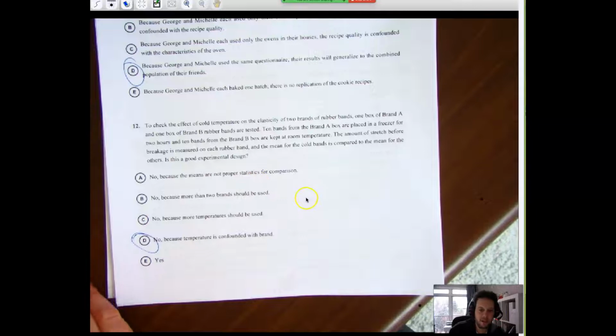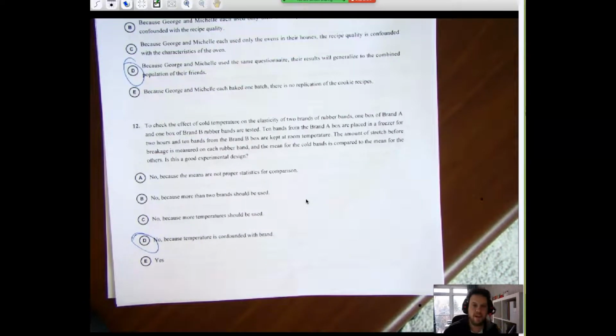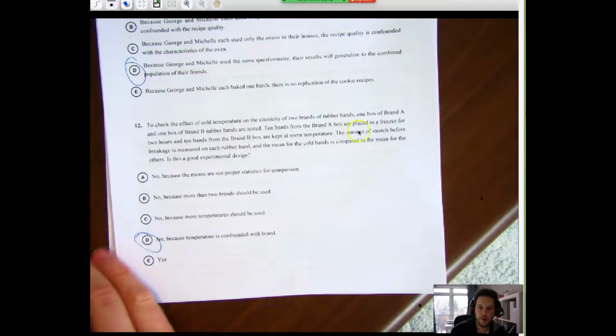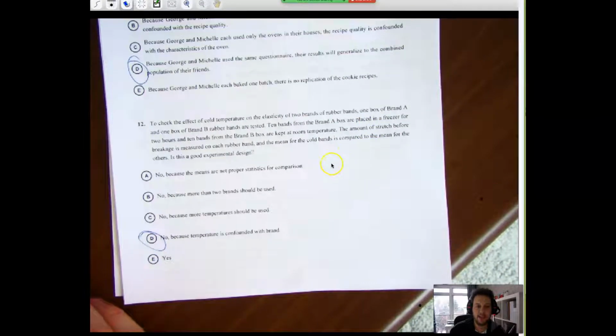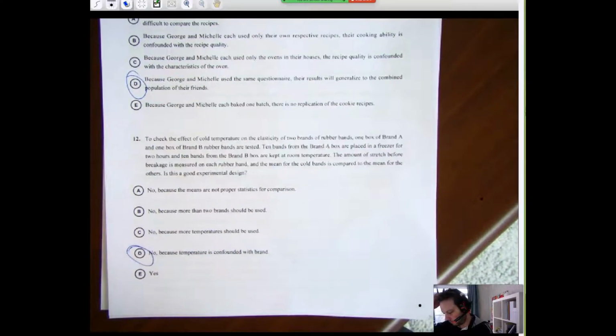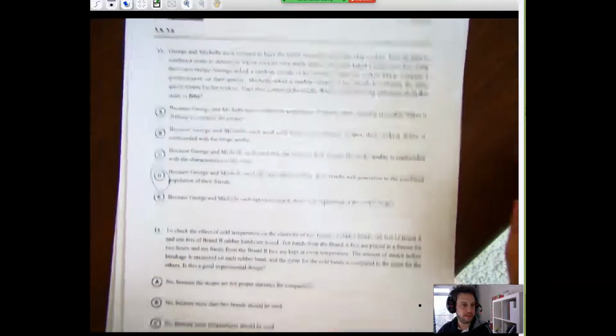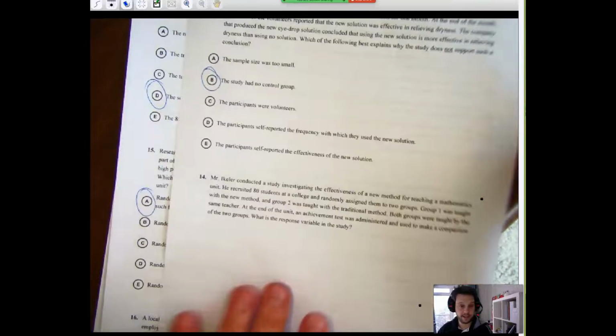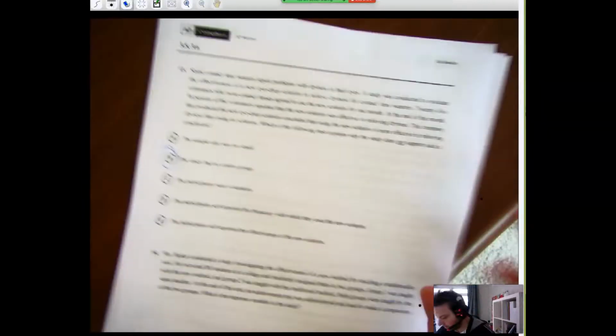So now, let's say box A breaks way faster. We have no idea why. We don't know if it's because of brand A rubber bands or because they were frozen. So that temperature thing, like putting everything in the freezer, just messes things up. It confounds things. It's another variable. So it's not a good experimental design, because I don't know why you would put some of them in the freezer and some not in the freezer, unless you're trying to test something about the freezer.